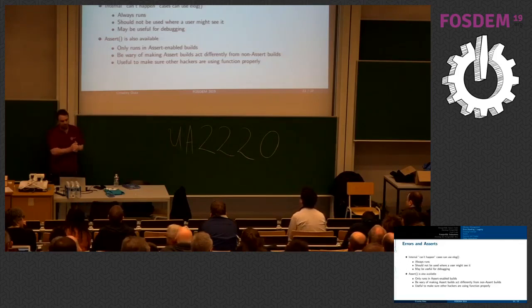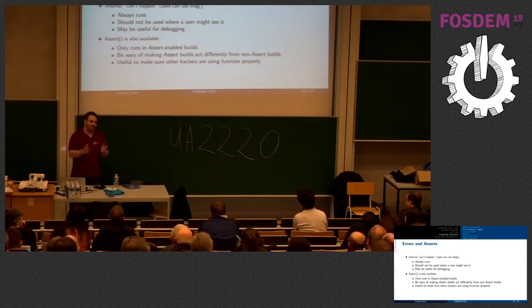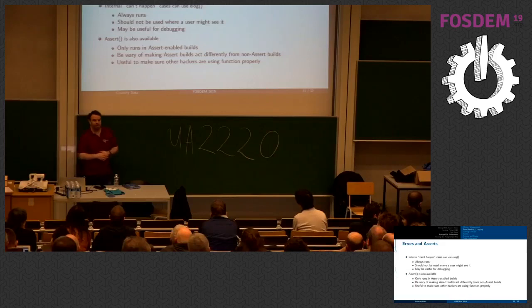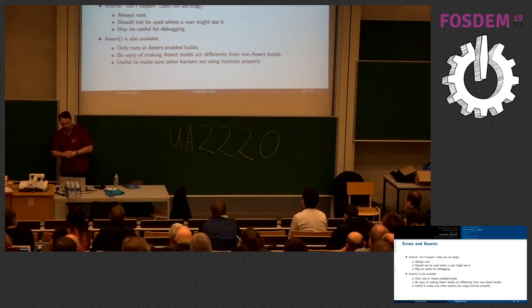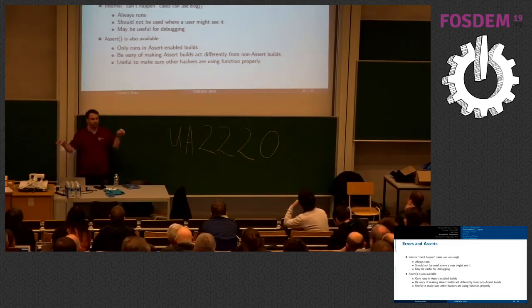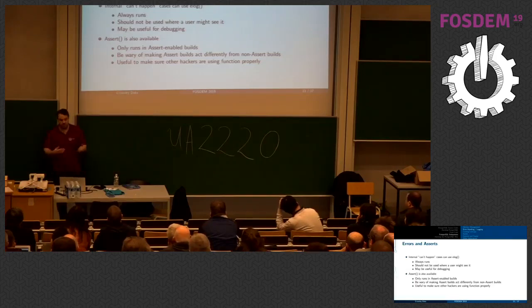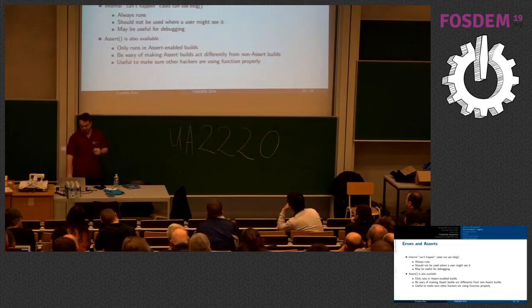Right, errors and asserts. In the event that you have something that can't happen, situations that just shouldn't happen, you can use elog. Elog always runs, and typically it should not be used where a user might see the results, but it can be useful for debugging. Assert is your typical standard assert system where it's only running in assert-enabled builds, but do be aware that assert-enabled builds can therefore act differently from non-assert builds. But it's useful to make sure that other hackers are using your function correctly. When other people are writing code, they're typically doing it with asserts enabled, and it's good to have asserts in there to make sure that the arguments getting passed to your function make sense.